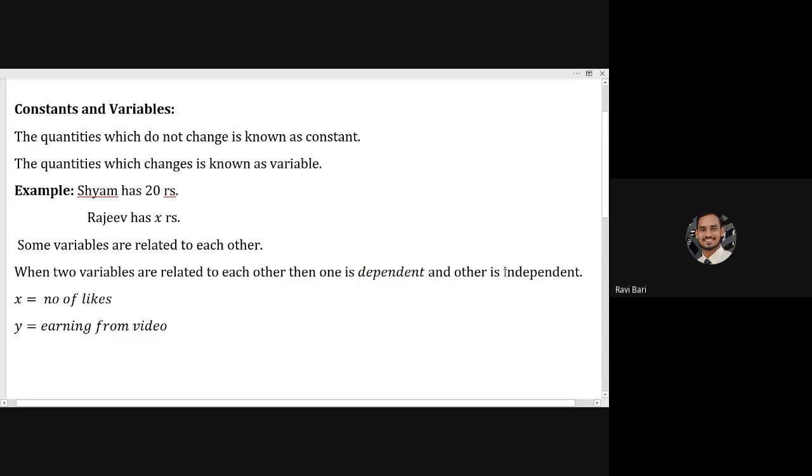So in the following example, x is independent. So this is independent, and this one is dependent. One is independent, another is dependent.